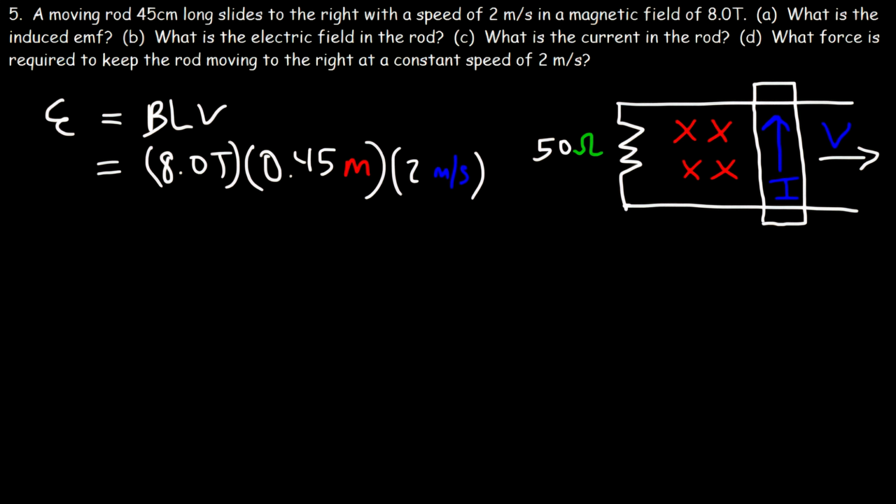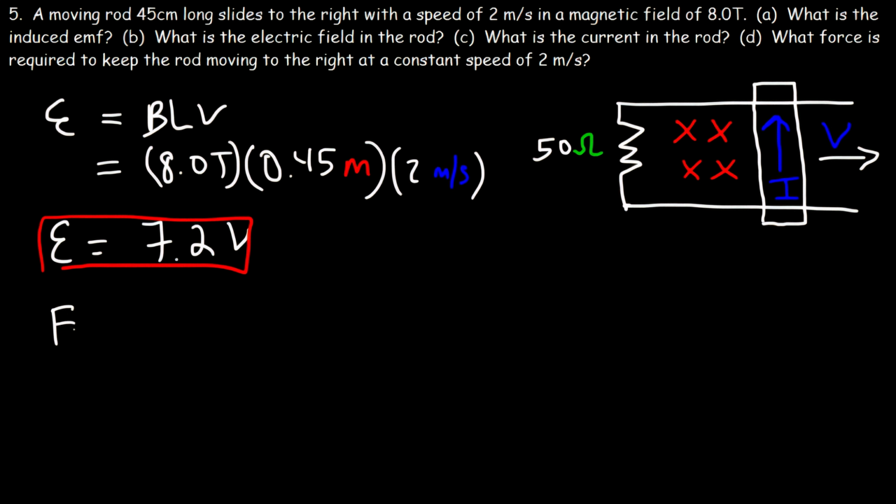So let's just multiply these three numbers. 8 times 2 is 16. 16 times 0.45 is 7.2. So that's the EMF for this particular problem. That's all you need to do for part A. Now, part B. What is the electric field in the rod?